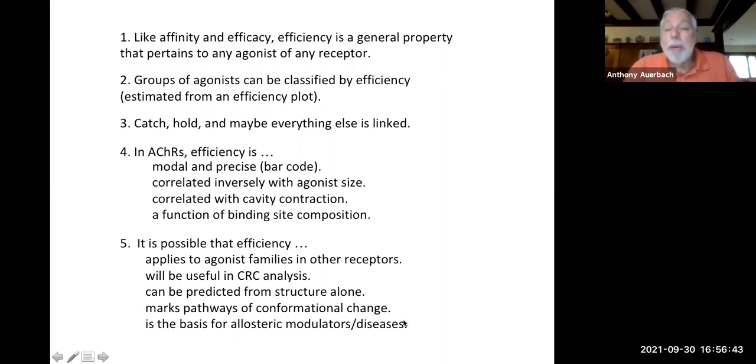I said I wasn't going to talk about diseases, but we did have one mutation, which was the congenital myasthenic mutant, which resulted in a 20% reduction in the efficiency of ACh. So maybe that's what's causing the disease. I don't know. We have to look at, I think Richard Webster in Oxford is going to be looking at other congenital myasthenic mutants and see if they cause disease.